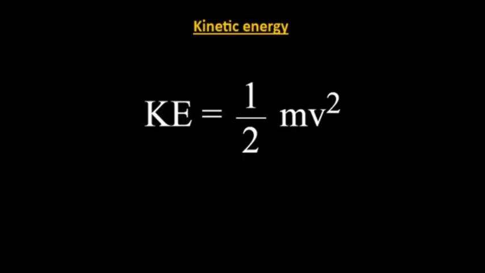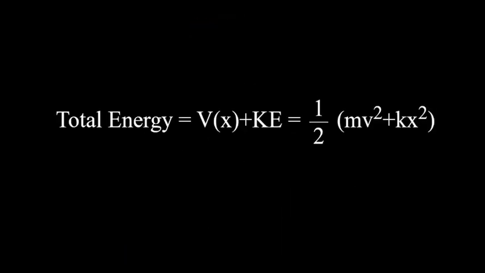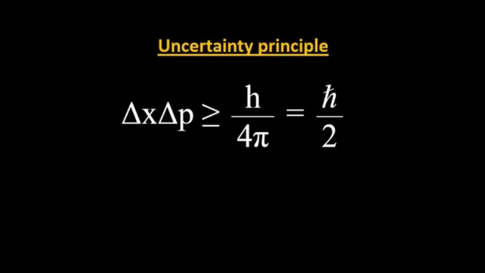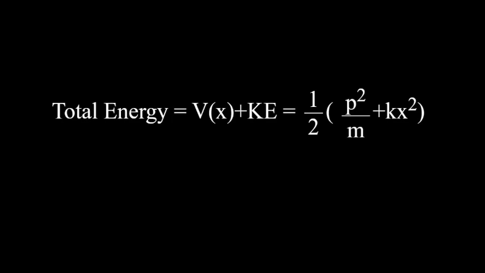The kinetic energy is given by half mv square, so the total energy is given as the sum of the potential and kinetic energies, or in this form where p is equal to mv. When we go down to quantum levels, this becomes a problem because according to the uncertainty principle, we cannot know both the position and momentum at the same time with absolute certainty.